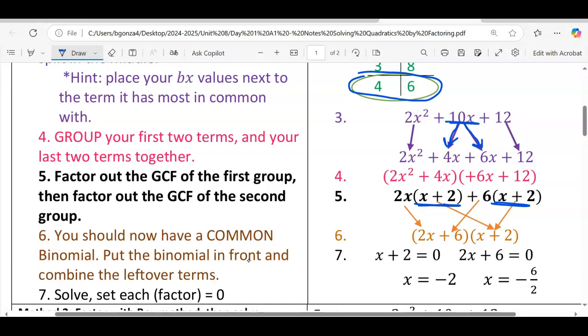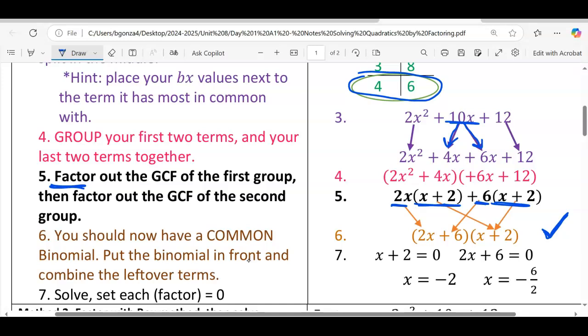And here's the magic between step 5 and step 6. That parentheses comes down to the right. And then these two coefficients, right here and here, become their own parentheses. Okay? If you've gotten to this step, you are done with the first step, which is called factoring. You have successfully factored once you've gotten to step 6.